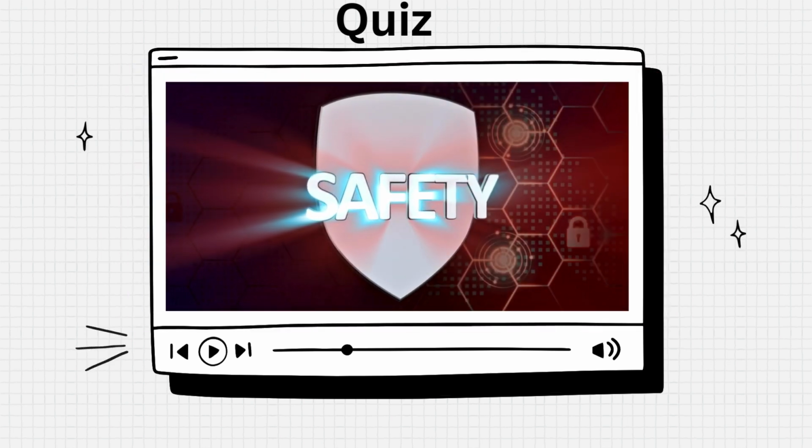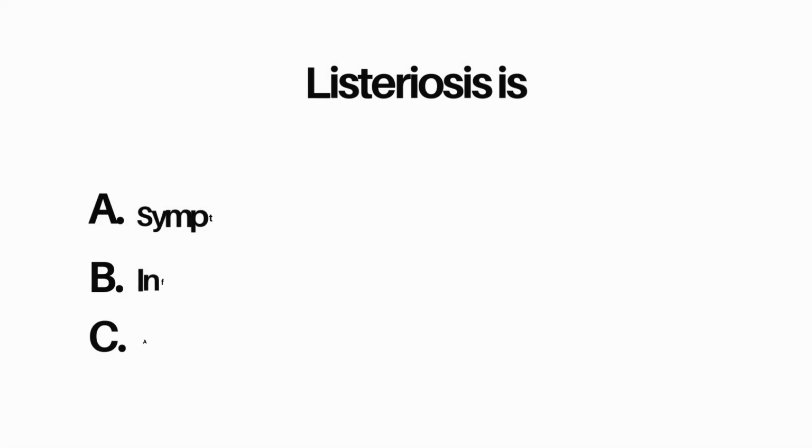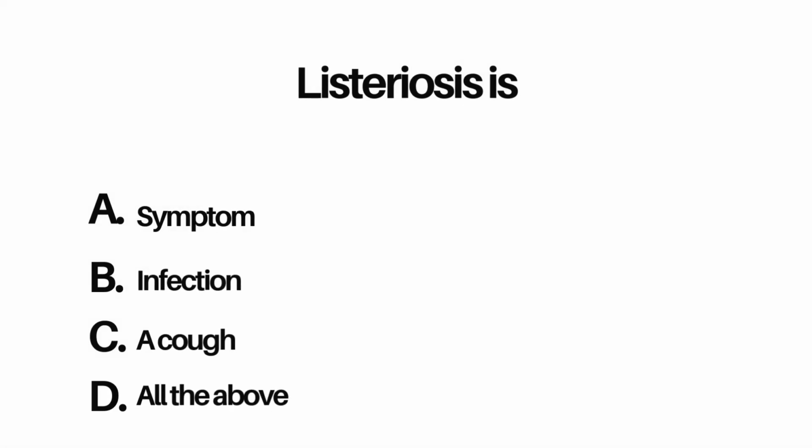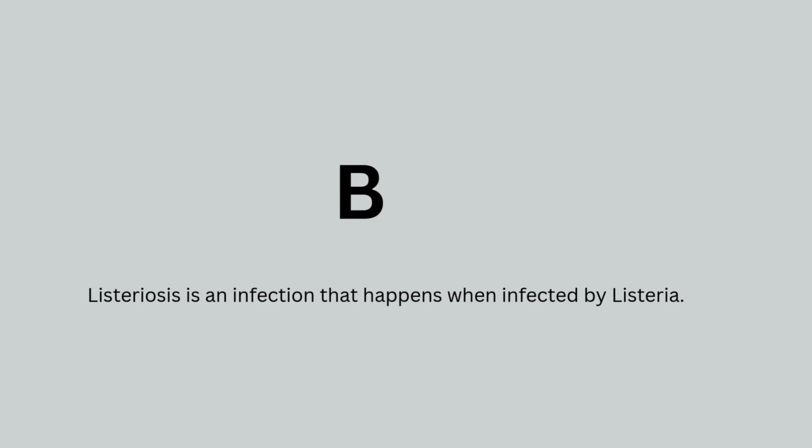All right, let's test your knowledge. Listeriosis is A, symptom, B, infection, C, cough, D, all of the above. B, listeriosis is an infection that happens when infected by listeria.